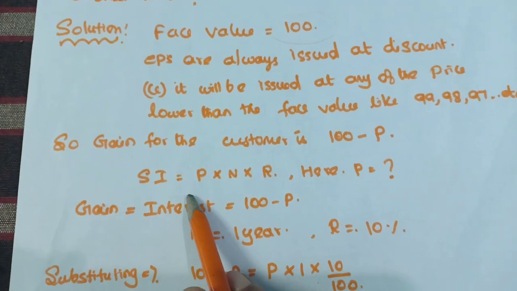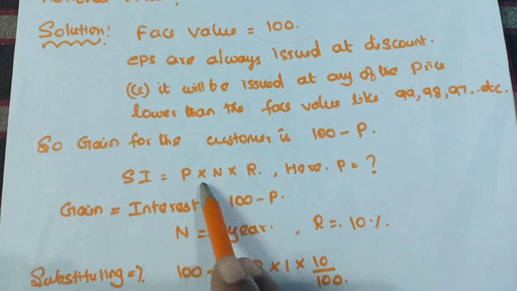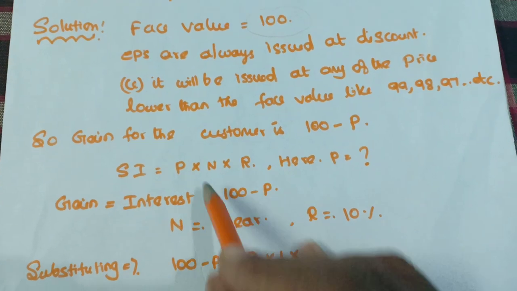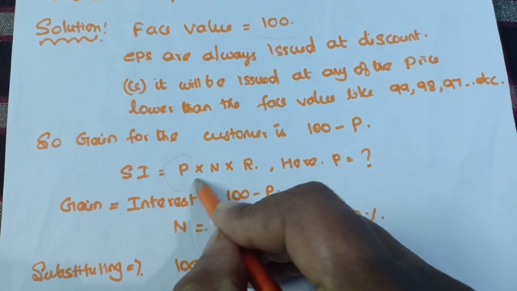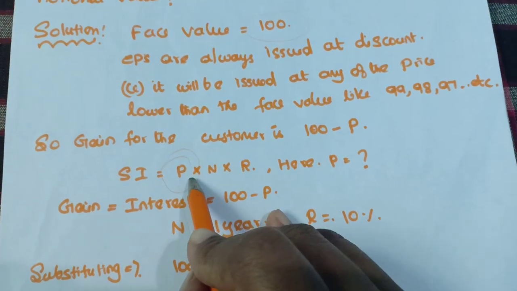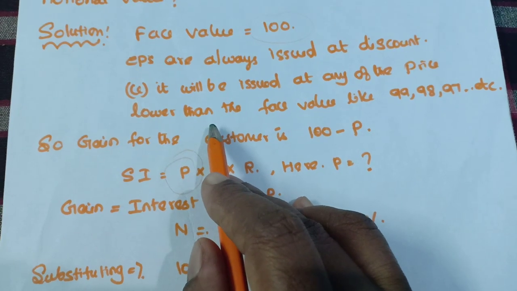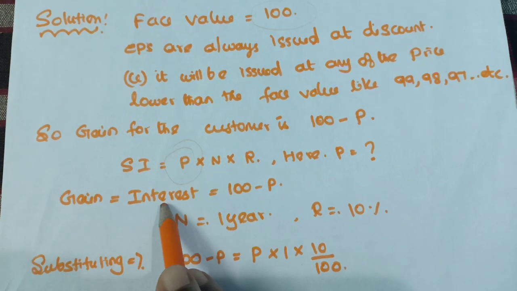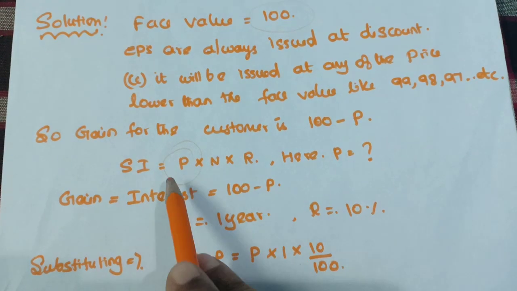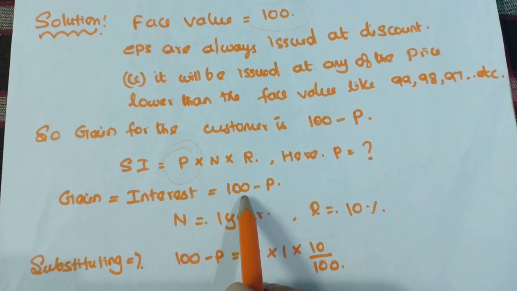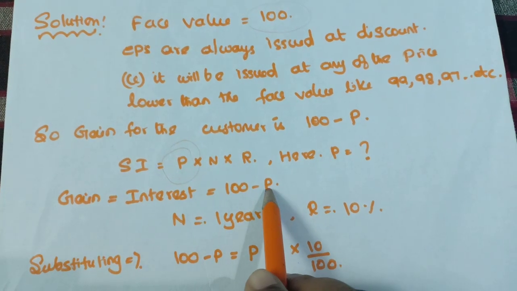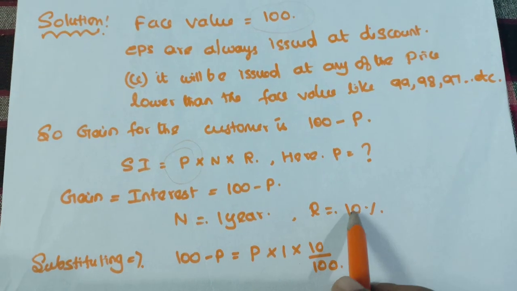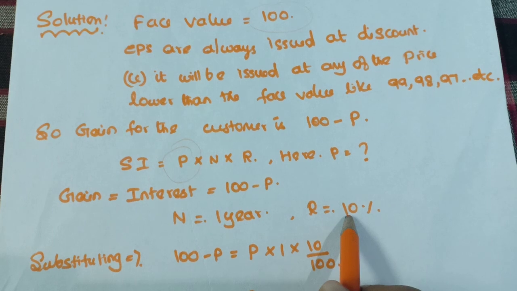So I am using the simple formula. Simple interest is equal to P into N into R. We all know this formula. Here we need to find what is P, the issue price of this commercial paper. Gain is interest, that is 100 minus P. P only we have to find out. N is 1 year, it is given. R is 10%, that is also given.